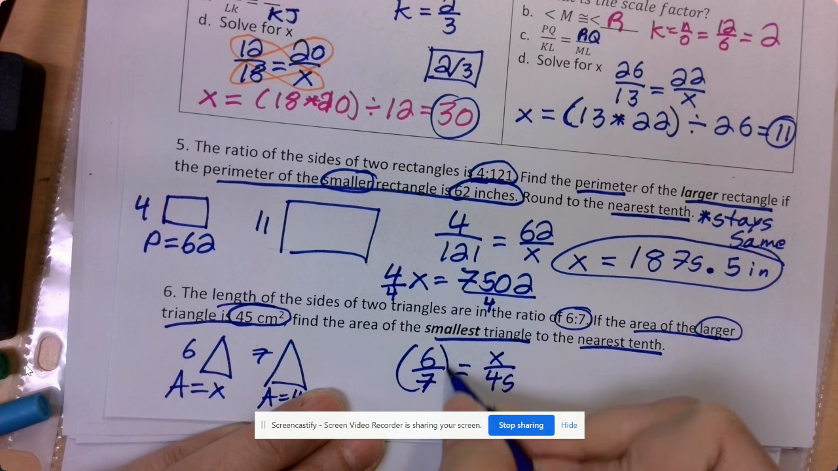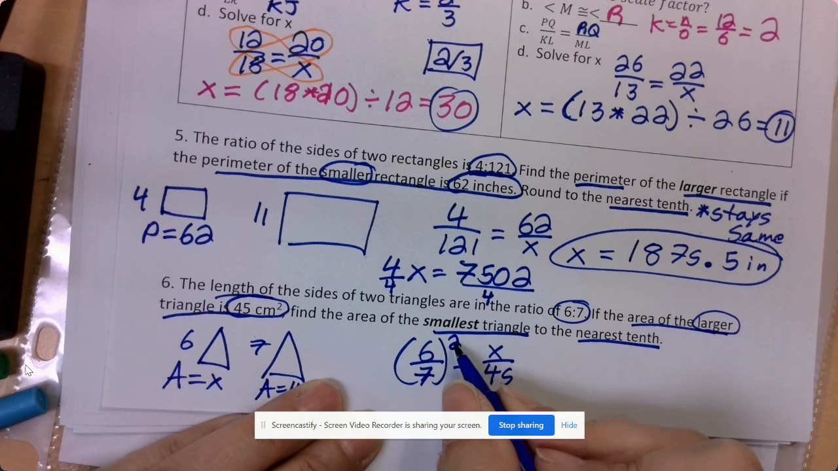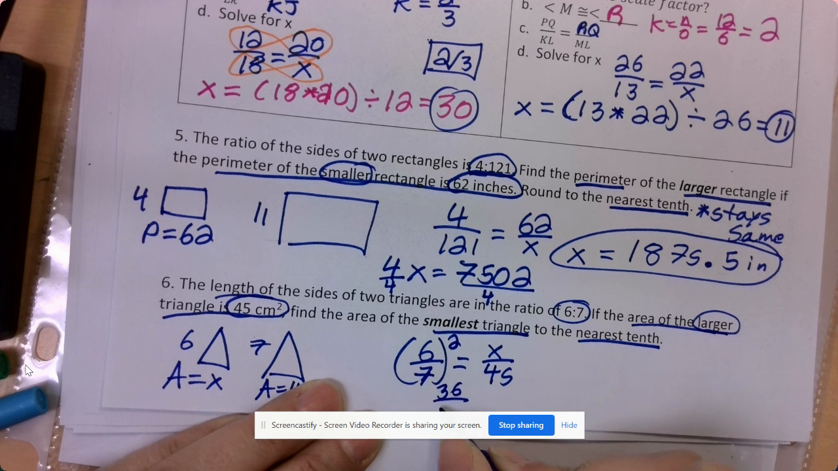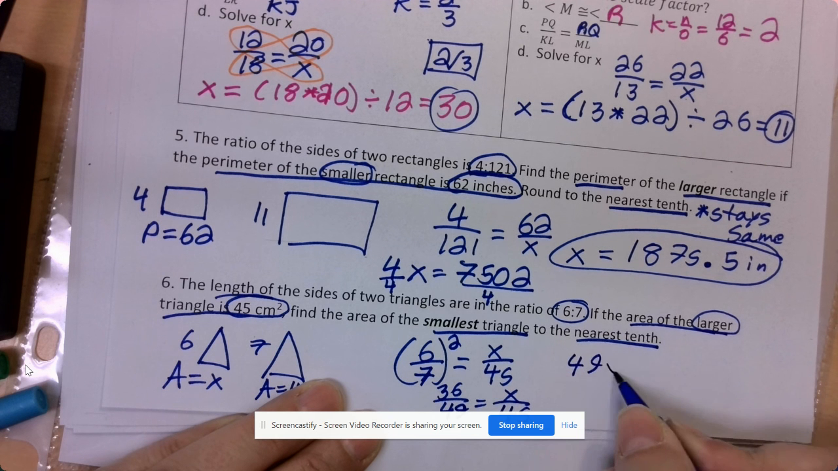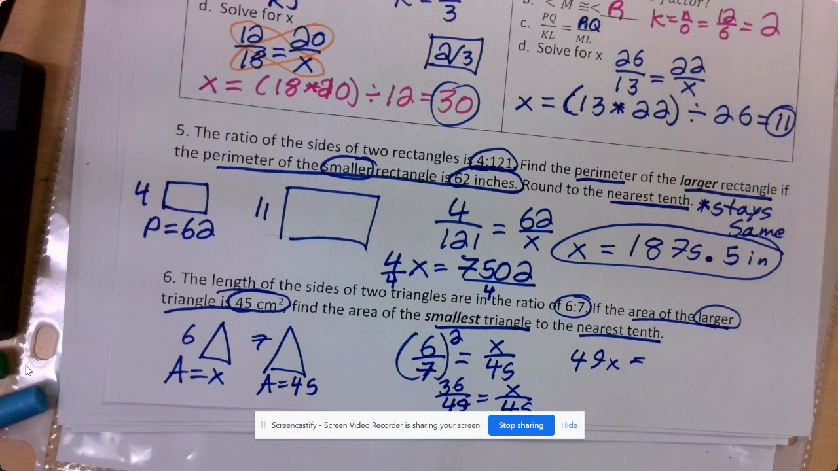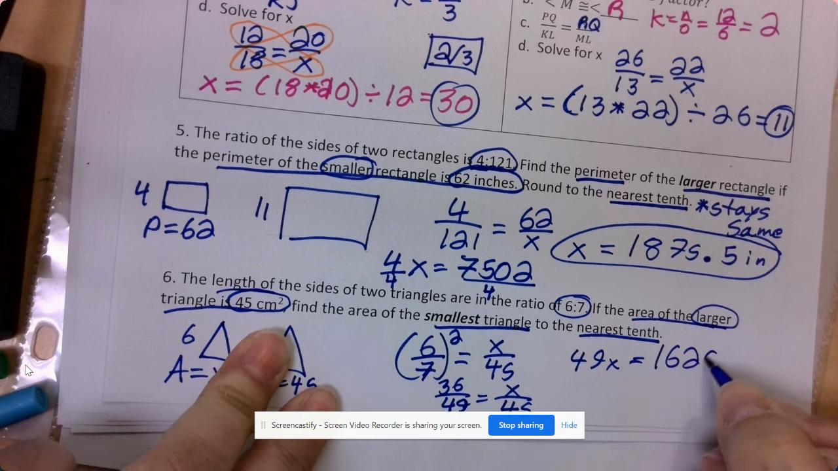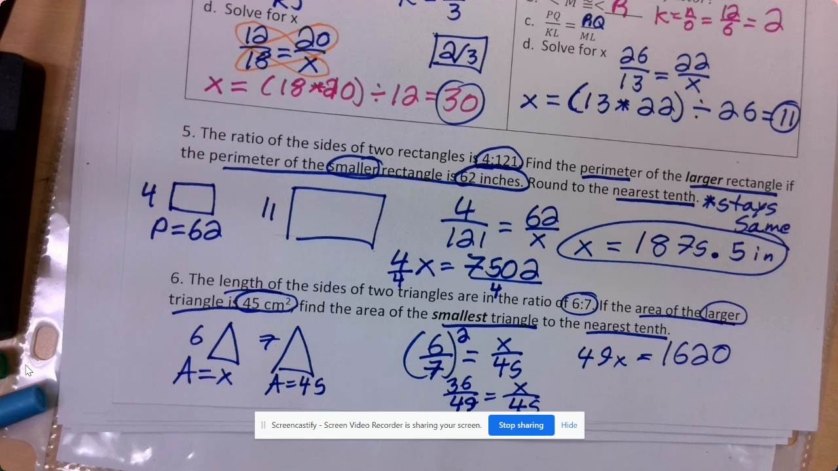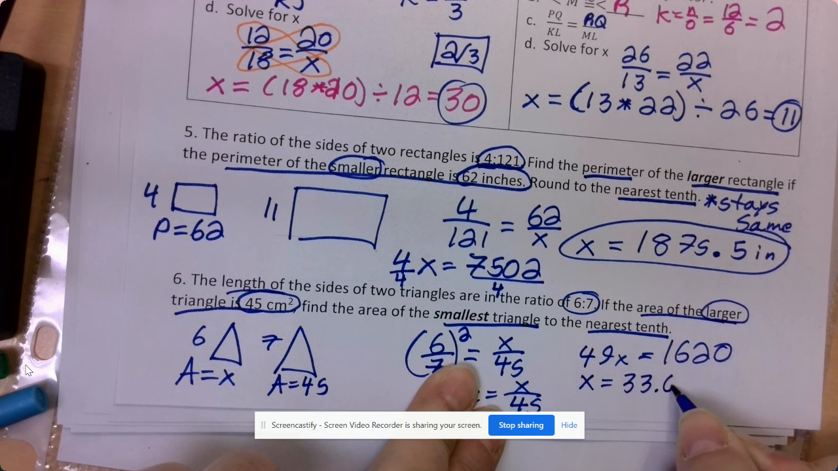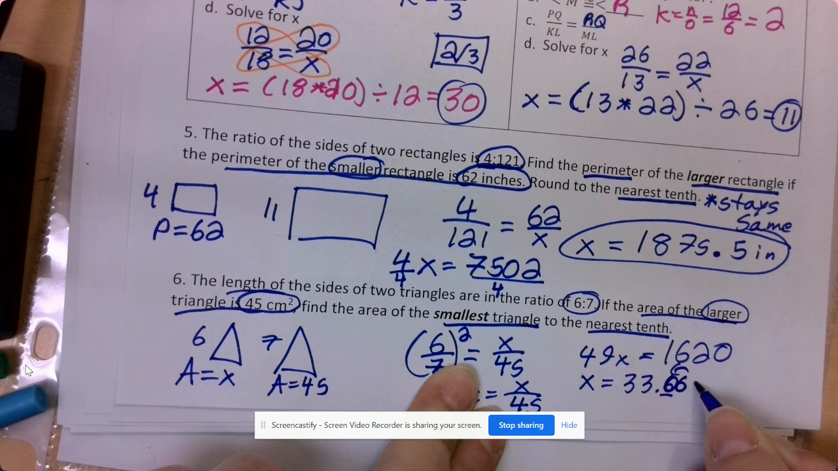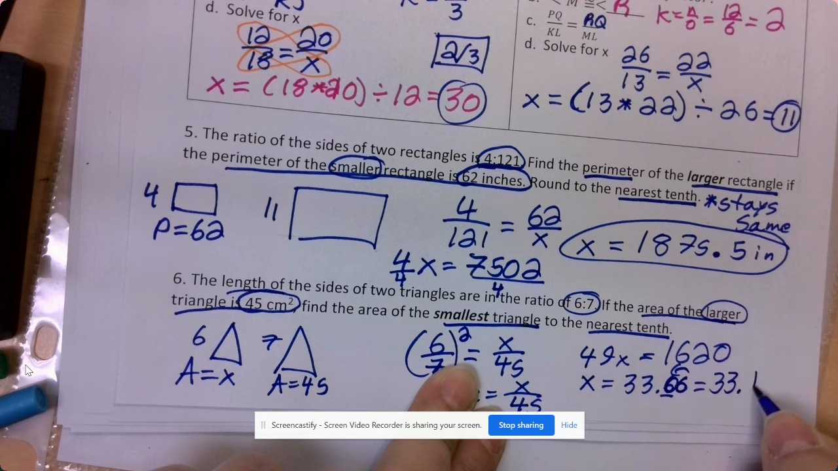Area is squared, everybody, so we have to square it. Means power to the power, so we have to do 36 over 49 is equal to x over 45. We cross multiply and divide. So x is equal to 33.06. 5 and up, rounded up, everybody. So it'll be 33 and 1/10 centimeters squared.